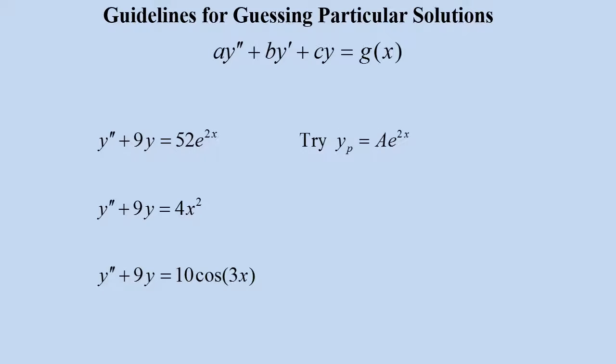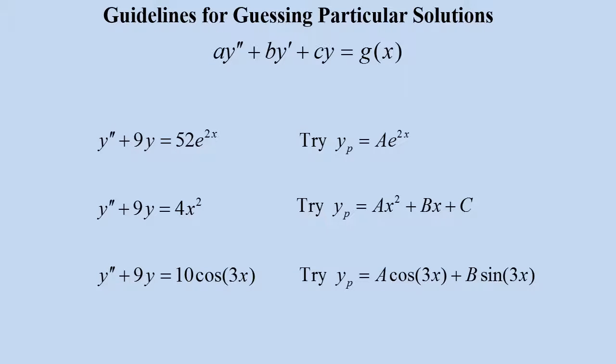So, for example, in this first one, since there's an e to the 2x, we would see if our particular solution could be written as something e to the 2x. In the second one, since there's an x squared, we would try our particular solution as being something involving x squared. Now we need to make provision for that being a polynomial, which means along with the x squared we would have an x and a constant. In the bottom one, we would want to make provisions for not only there being a cosine, but a sine involved in the solution.